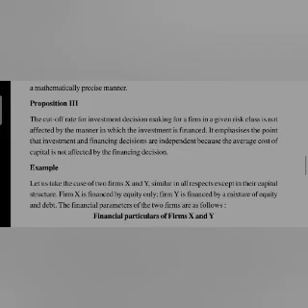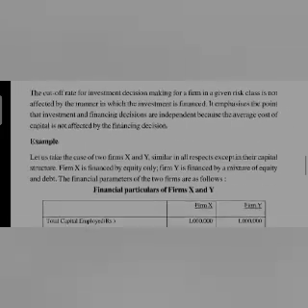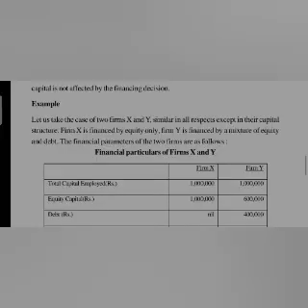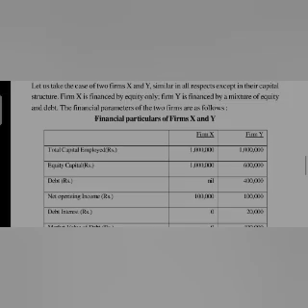Example: let us take the case of two firms X and Y, similar in all respects except in their capital structure. Firm X is financed by equity only. Firm Y is financed by a mixture of equity and debt. The financial setting or parameters of the two firms are as follows.